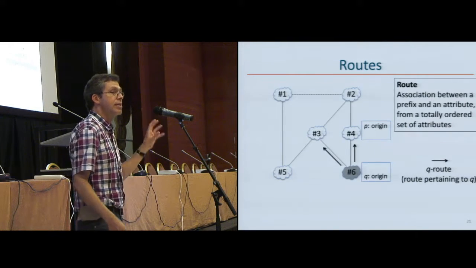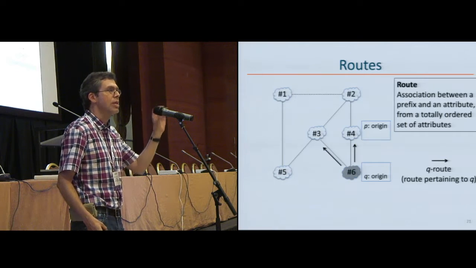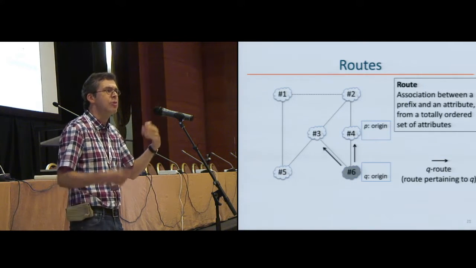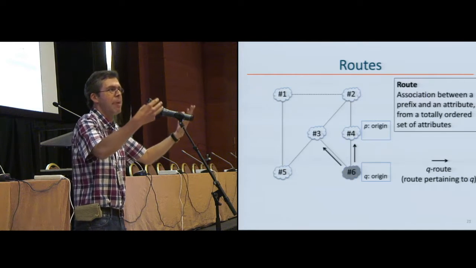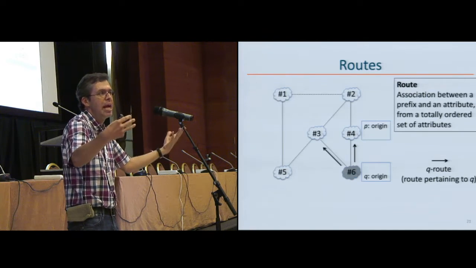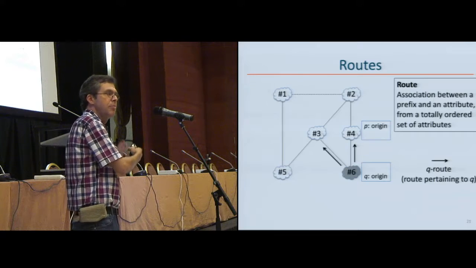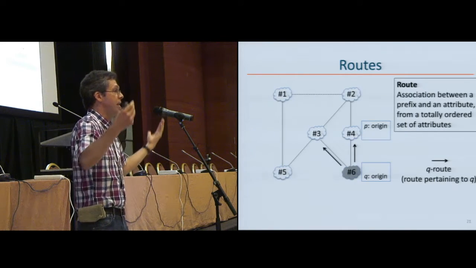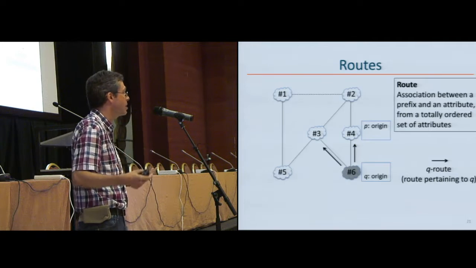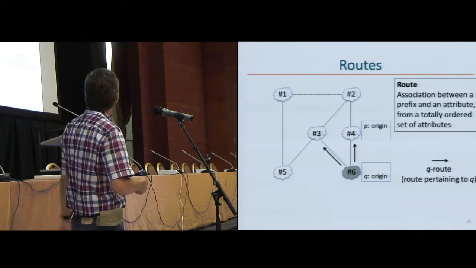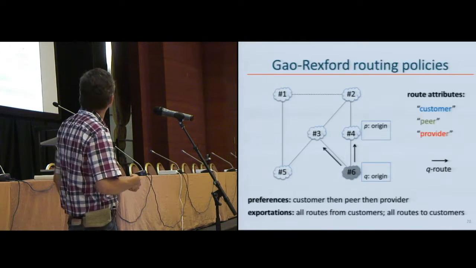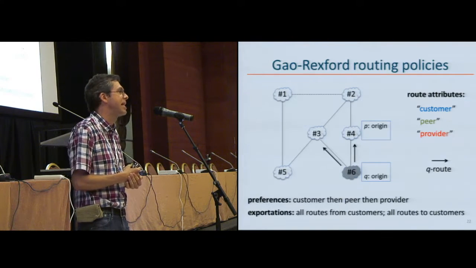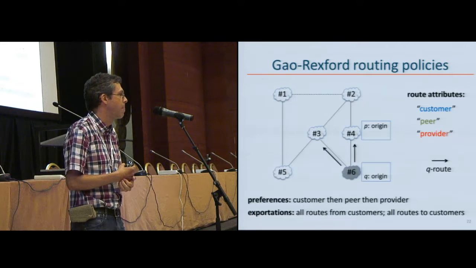So AS6 creates a route. A route is an association between a prefix and an attribute. Attributes in the general sense of a property of a path, not necessarily BGP attributes, although I could map them into BGP attributes. But it creates a route. It's going to send it to its neighbors. What do the neighbors do with that? Well, I will assume the Gao-Rexford routing policies, which are accepted as a baseline of understanding of interdomain routing.